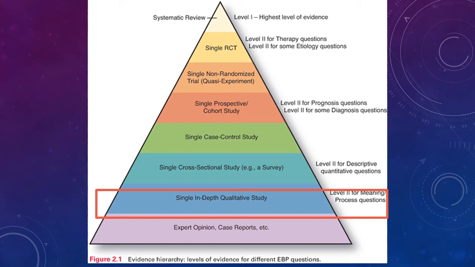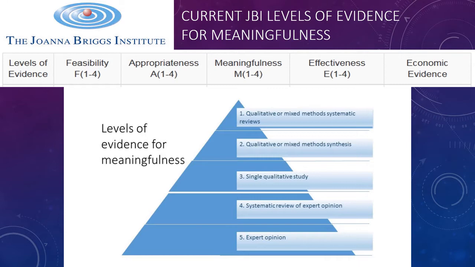However, the Joanna Briggs Institute, an international research organization based in Australia that promotes and supports the use of evidence-based practice, especially in the nursing field, to inform decisions at the point of care, has different approaches to ranking evidence. They proposed a different way of looking at evidence using their FAME framework. F is for feasibility, A is appropriateness, M is meaningfulness, E is effectiveness, and another E is economic evidence.